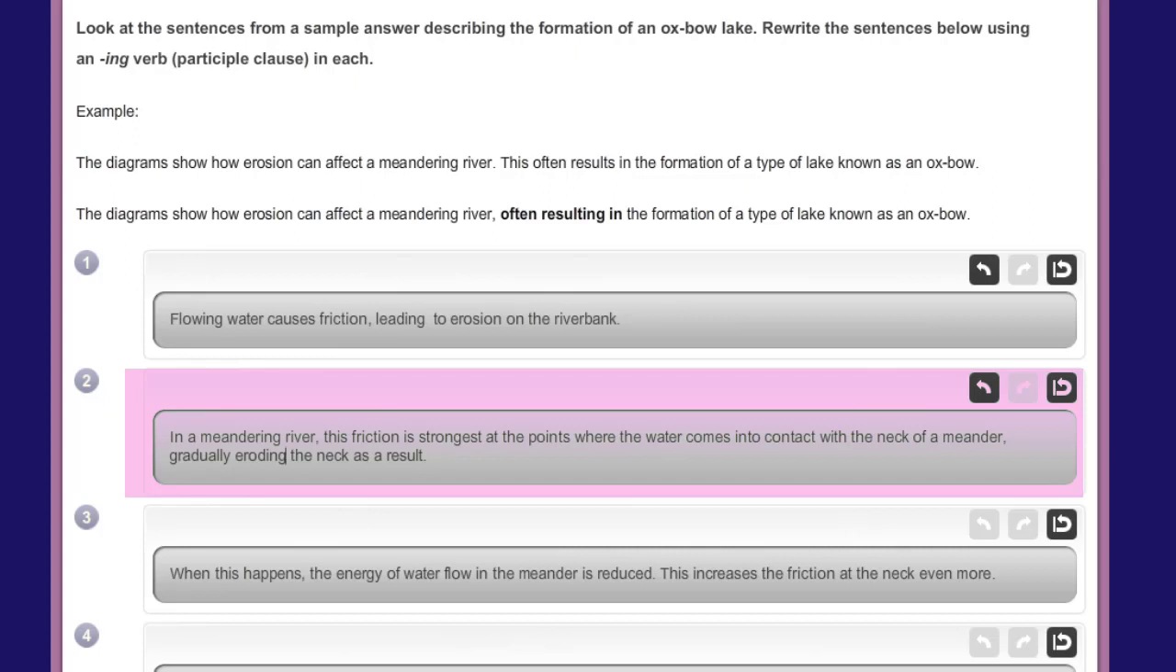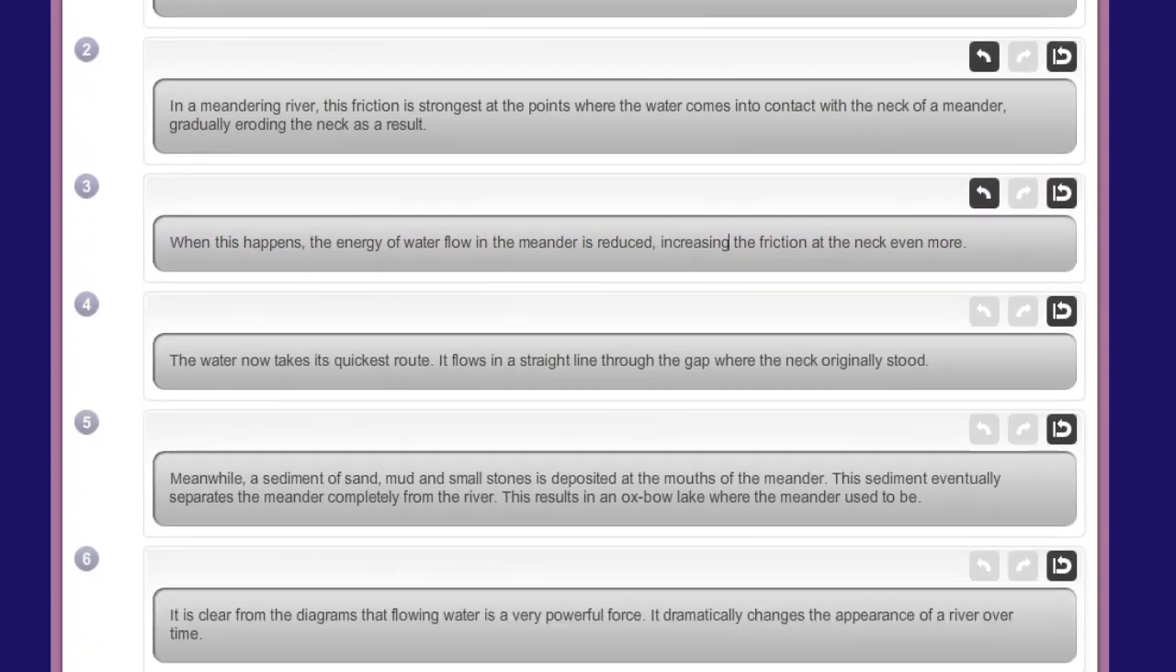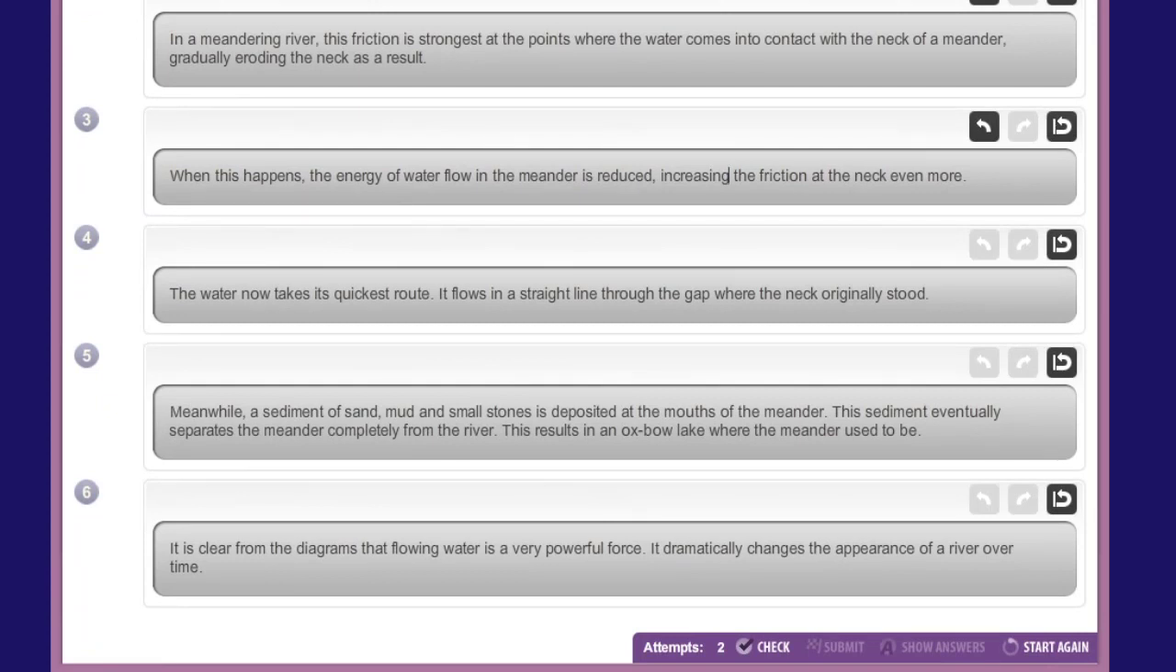Let's move on to sentence number 3. When this happens, the energy of water flow in the meander is reduced. This increases the friction at the neck even more. So let's remake this one. When this happens, the energy of water flow in the meander is reduced, increasing the friction at the neck even more. So I hope that you're doing well, and now we're going to move to the rest of the sentences.